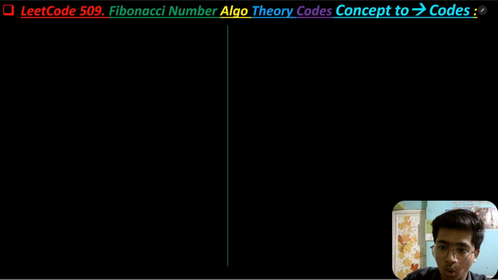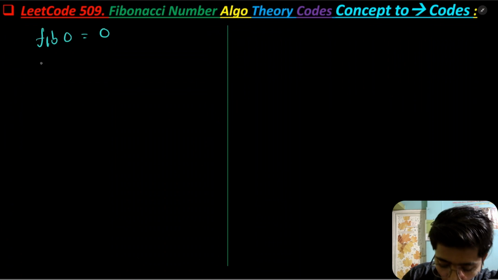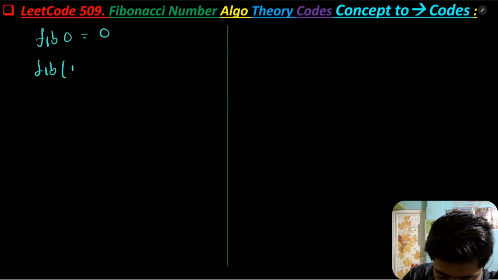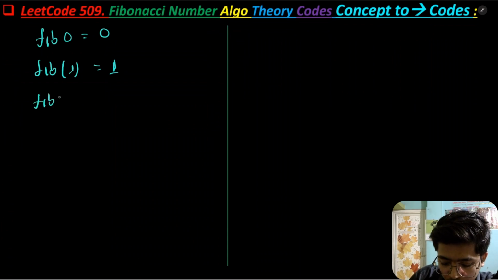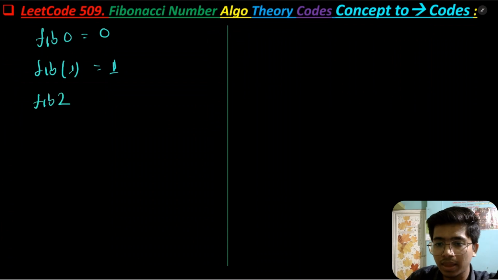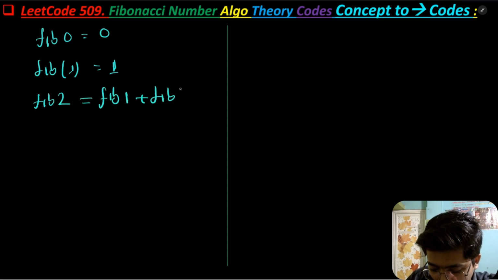The Fibonacci numbers are already given in the question: Fibonacci of 0 becomes 0, and Fibonacci of 1 becomes 1. If you want to find Fibonacci of 2, it is the sum of the previous two numbers, that means Fibonacci of 1 plus Fibonacci of 0.